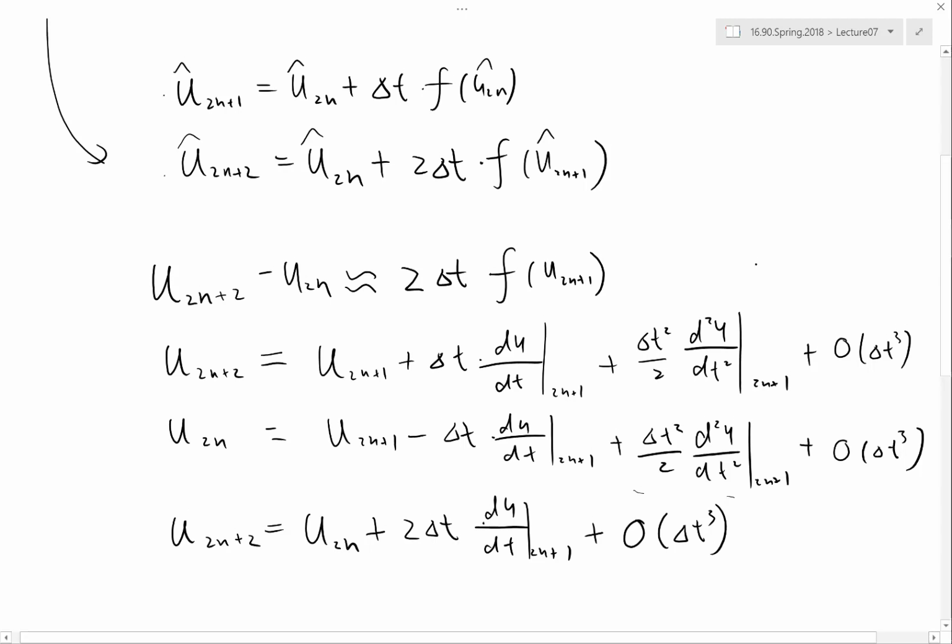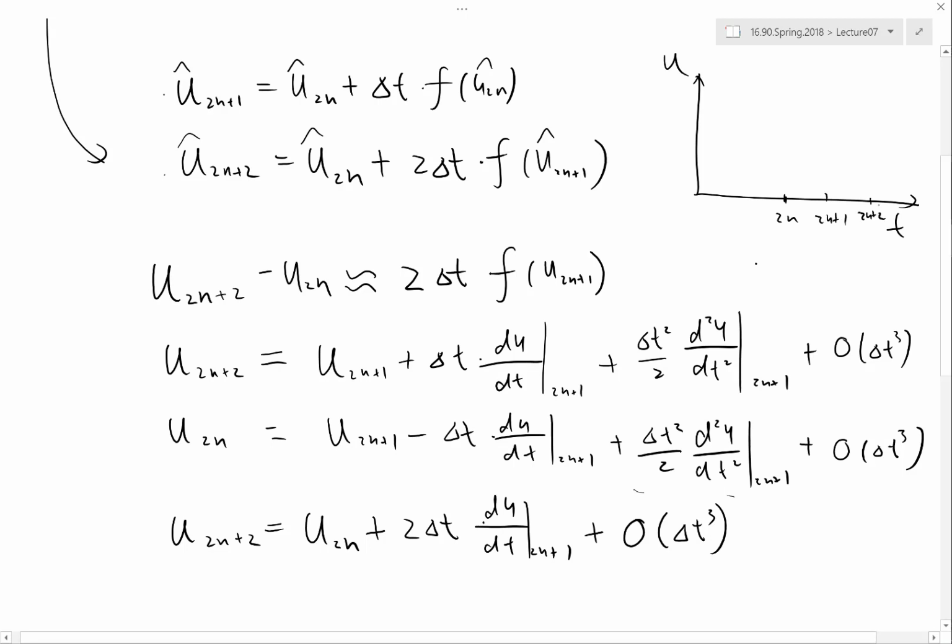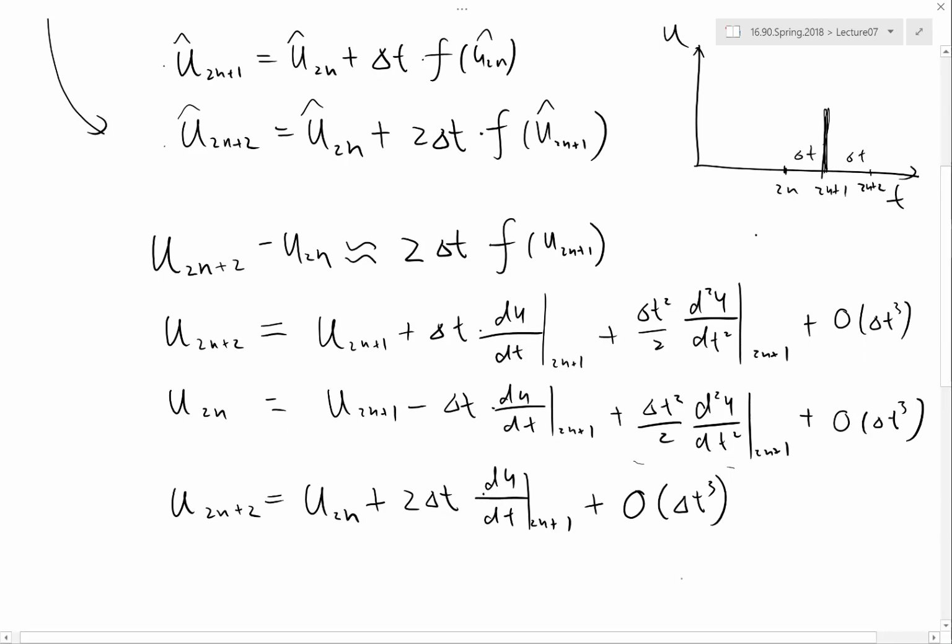So if I draw, oh okay, you're doing u as a function of t. Yeah, so this is 2n, 2n plus 1, and 2n plus 2, right? So we have a delta t here. We are expanding all of these terms at this point. Yeah, we are centered on this point.